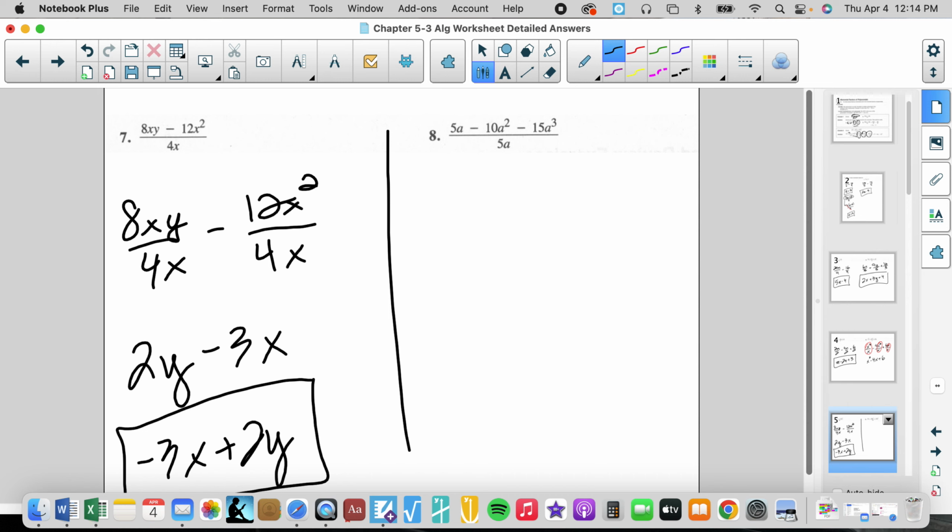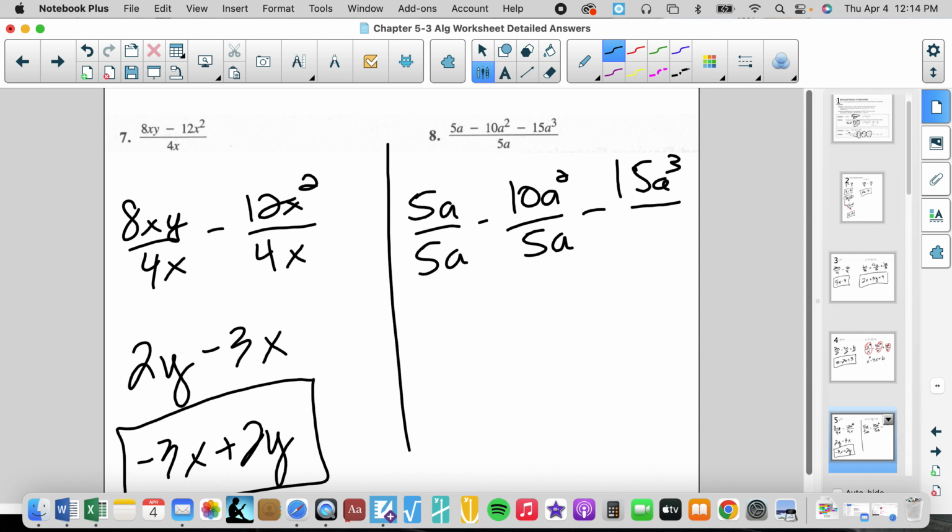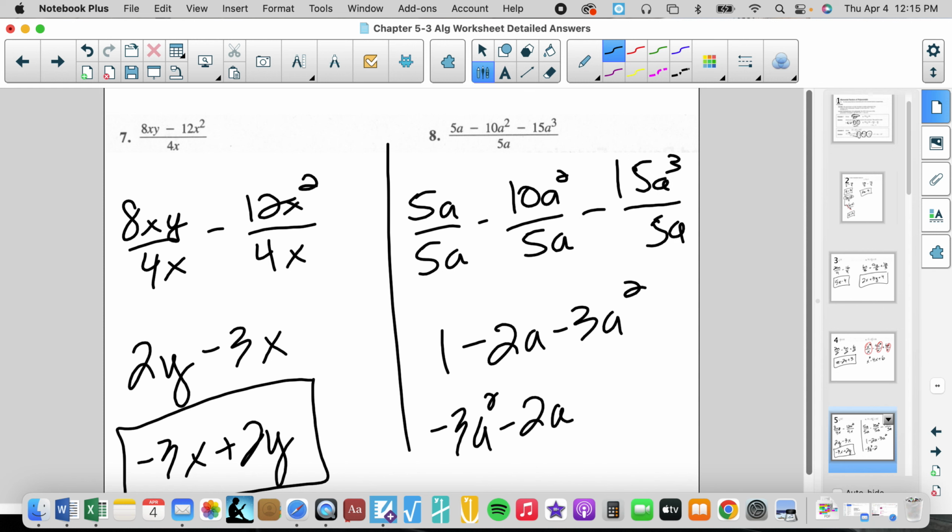We already see that this numerator is not in standard form. So our answer is not going to be in standard form. Doesn't mean you can't simplify it and do the work, do the heavy lifting part, and then write it in standard form at the end. That's going to give us 1 over negative 2a minus 3a squared, and I would rewrite it as negative 3a squared minus 2a plus 1 would be my final answer.